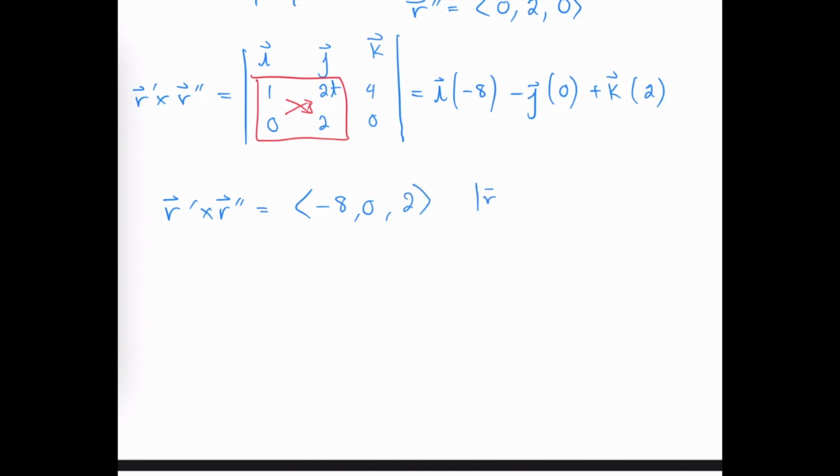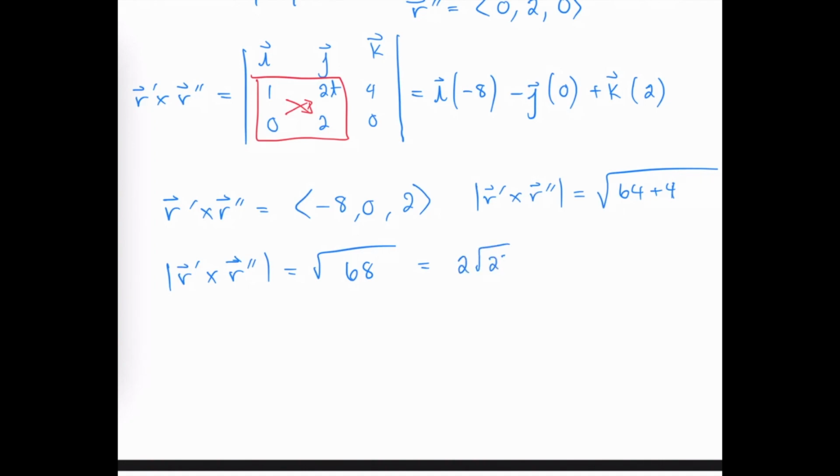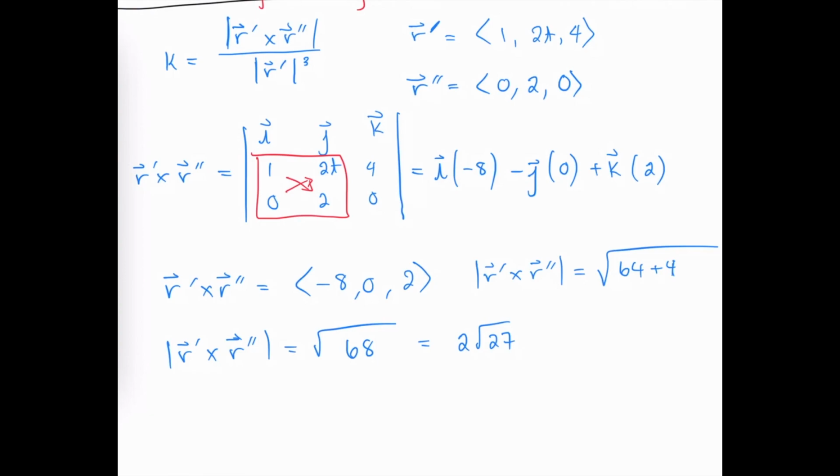and then if we were to calculate the magnitude here, we get the square root of each of these terms squared and added together. So this is going to be 64 plus 0 plus 4, so the magnitude here is going to be square root of 68, and a 4 comes out of that as a 2, so it's 2 rad 17. So back up here, we've found the numerator to be 2 rad 17.